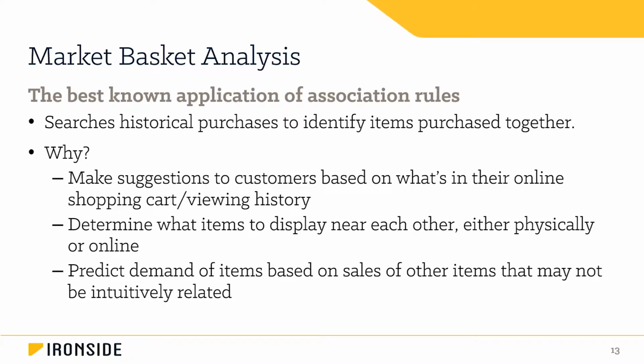Another reason might be to figure out how to display items in the store or online, putting things that are purchased together near each other to make that suggestion that they might also want to purchase something else. And in some cases, you can predict demand of items based on the sales of others. A lot of the examples we come up with, it makes sense that two things would be related to each other, but a lot of times the patterns that you pull out are very non-intuitive, and you may have missed the fact that these items would be purchased together or are related somehow.